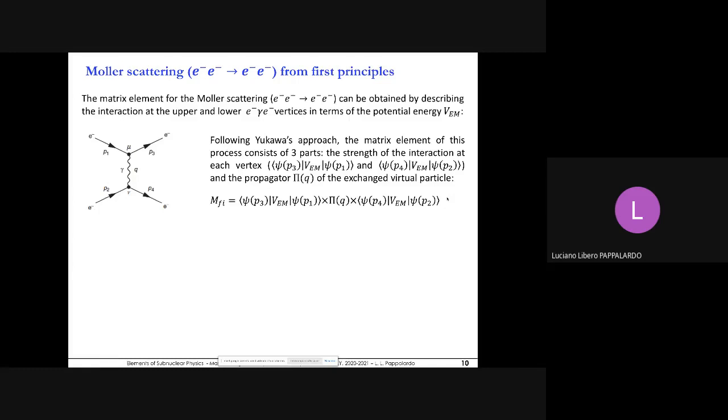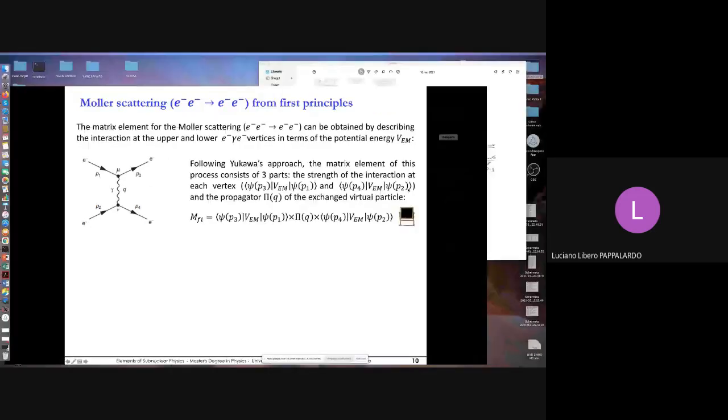Now, in order to get indeed this transition matrix element, we have to compute all these objects here. So let's do this now on the board. One moment, let's try to activate these.